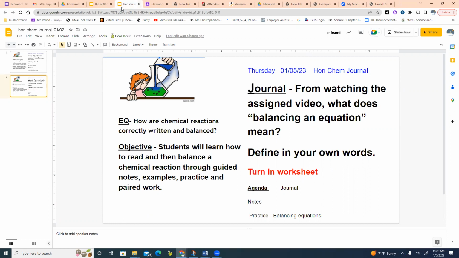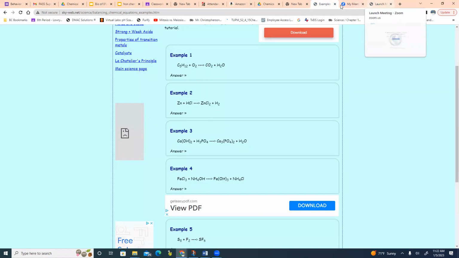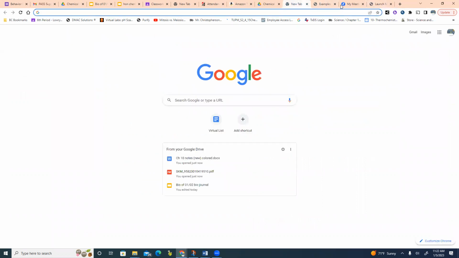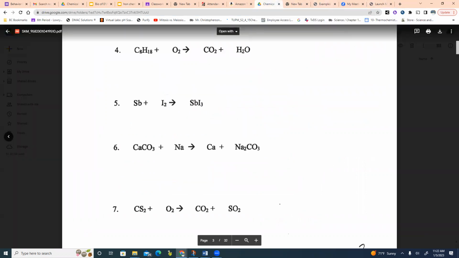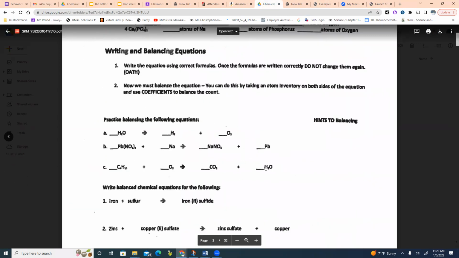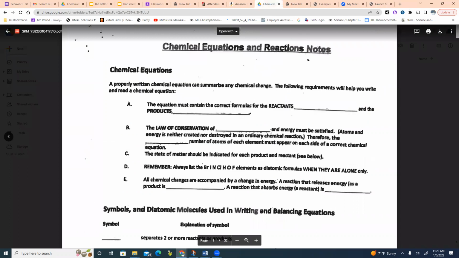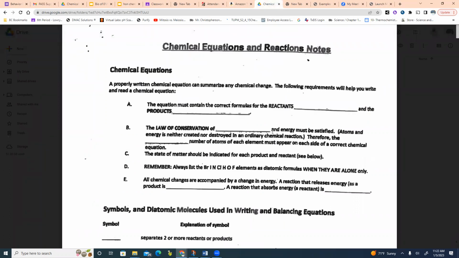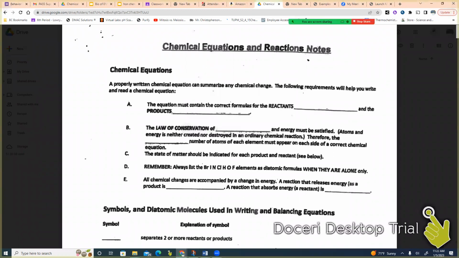So we're just gonna start with the basics for a couple of days and then we'll move into the things that get a little bit harder. Remember, a chemical equation represents a chemical change, not a physical change. So if a chemical equation is written properly, then it's going to represent a chemical change.